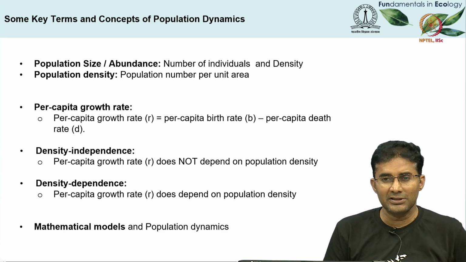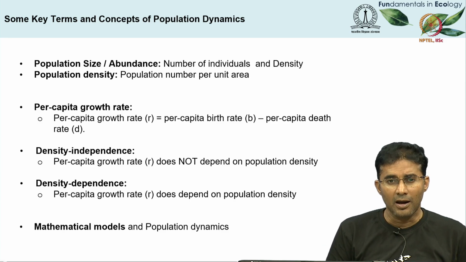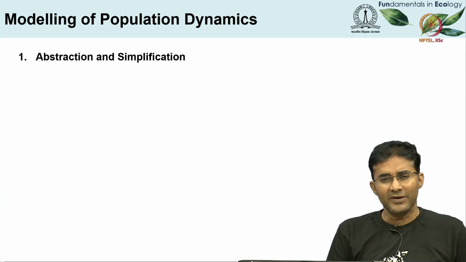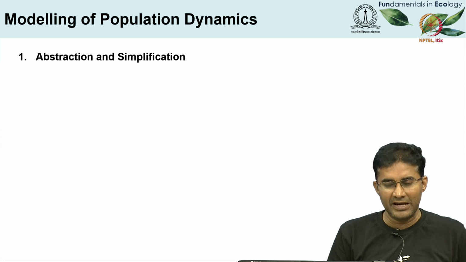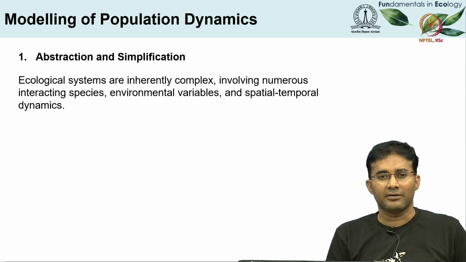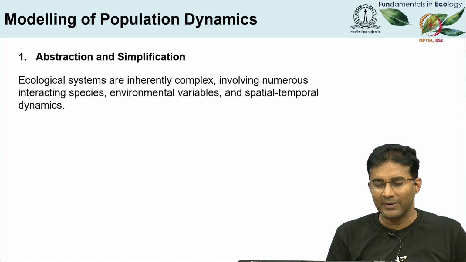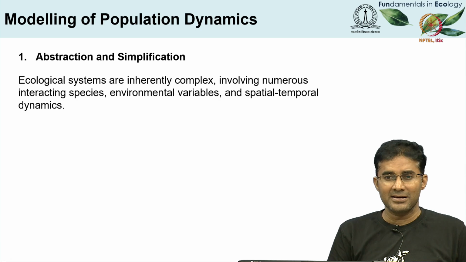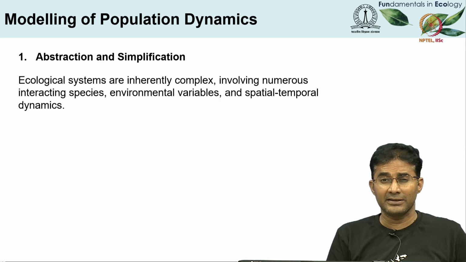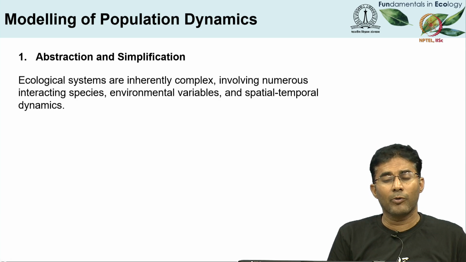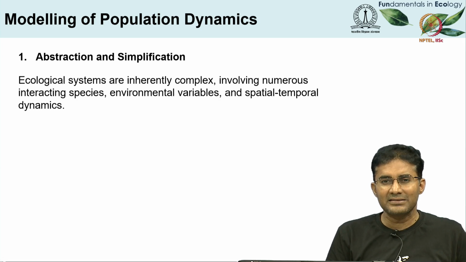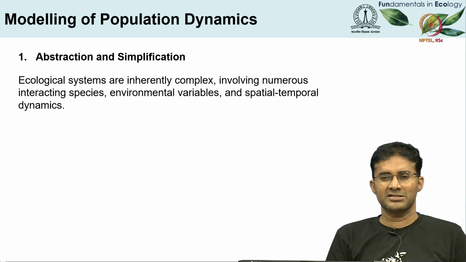So, in the next few slides, let me explain what is the philosophy of modeling population dynamics. The first one is that of abstraction and simplification. Ecological systems are of course incredibly complex, and they have many interacting species, environmental variables, and the habitats and the environment all play a really important role in determining how populations change over time. So, the idea of modeling populations is to reduce the amount of complexity and to focus on the most essential features.